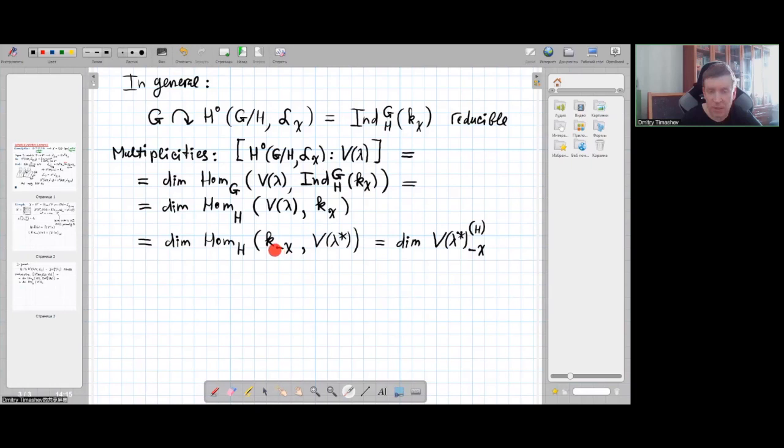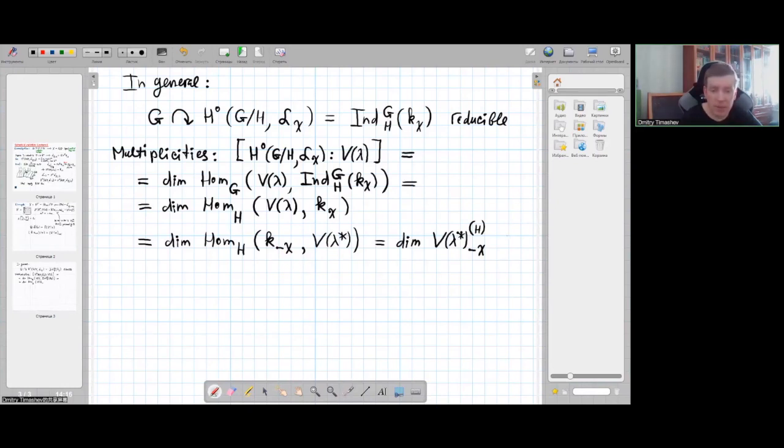And each such homomorphism corresponds to an eigenvector. So this space of homomorphisms is just the space of eigenvectors for h with eigenweight minus chi on this vector space.